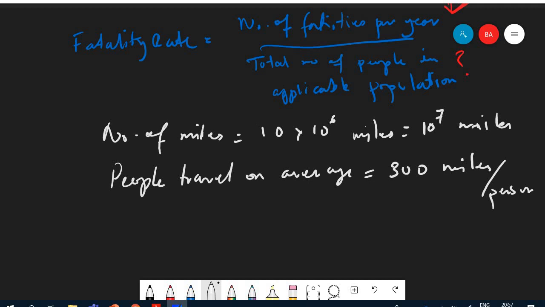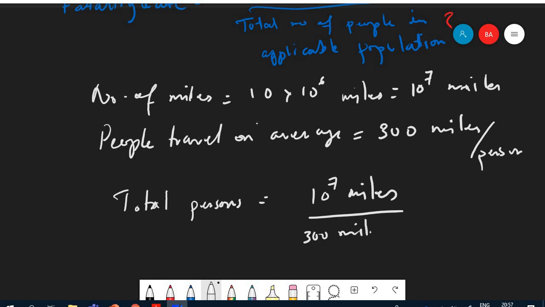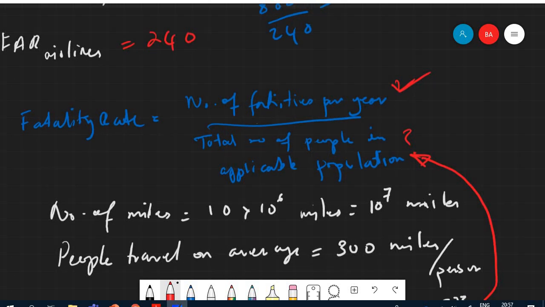So if you divide now, just to calculate how many total passengers I would have based on the 10,000 miles covered, divided by 300 miles per person, this will be equal to like 33,333 persons. Based on that, now I'm going to substitute this value here.